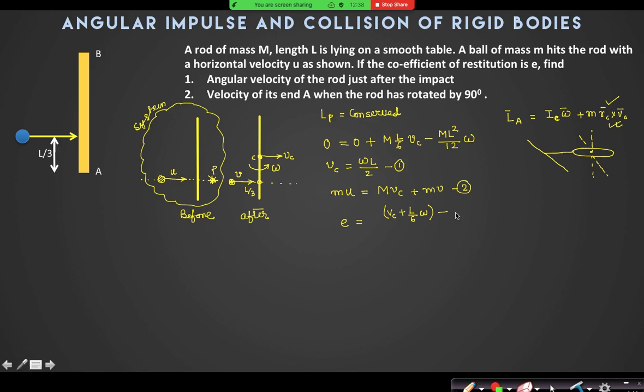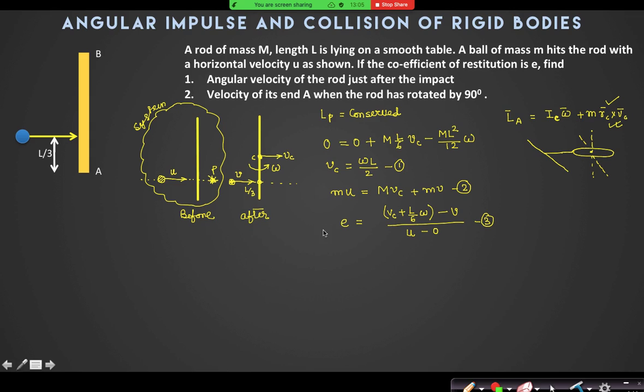And the velocity of the ball after collision is V, divided by the velocity of the ball before collision, which is U, and the rod is 0. Can I write this as the coefficient of restitution? Yes or no? Yes, sir.